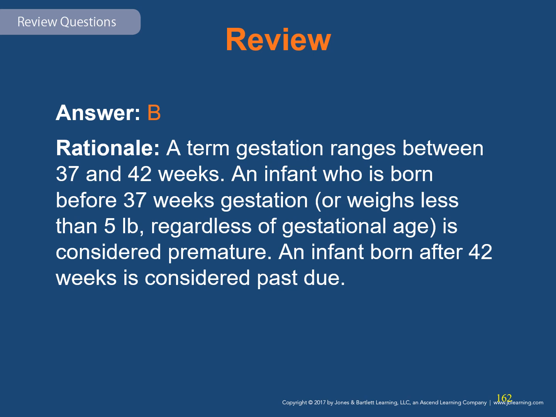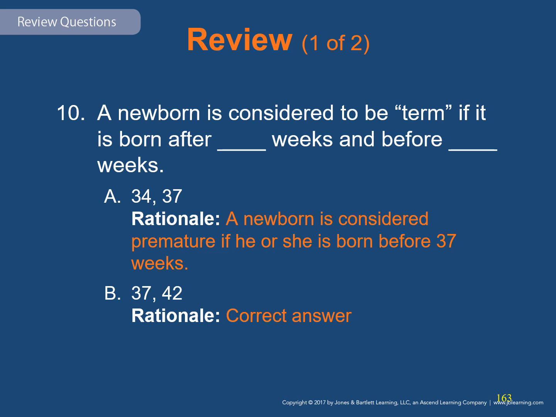A term gestational range is between 37 to 42 weeks. An infant who is born before 37 weeks gestation or weighs less than 5 pounds, regardless of gestational age, is considered premature. An infant born after 42 weeks is considered past due. Answer A. A newborn is considered premature if he or she is born before 37 weeks. Answer B is the correct answer.